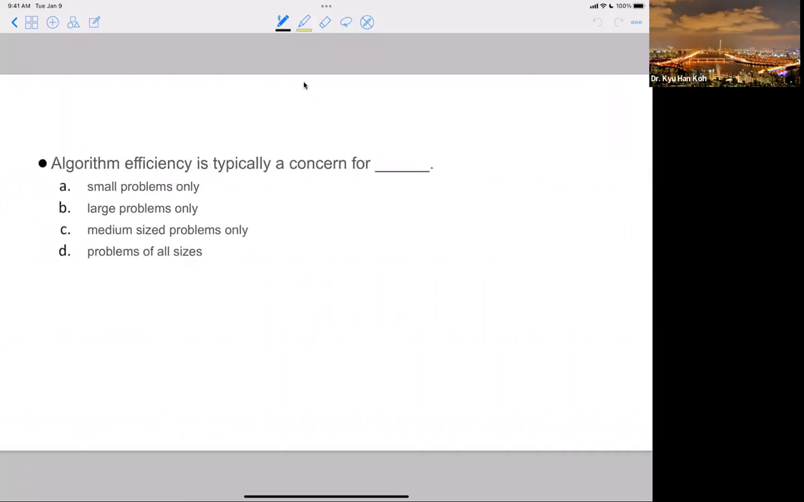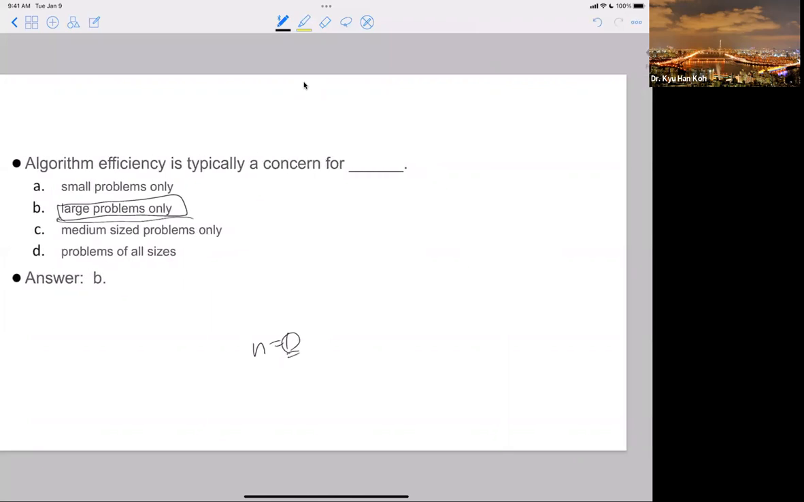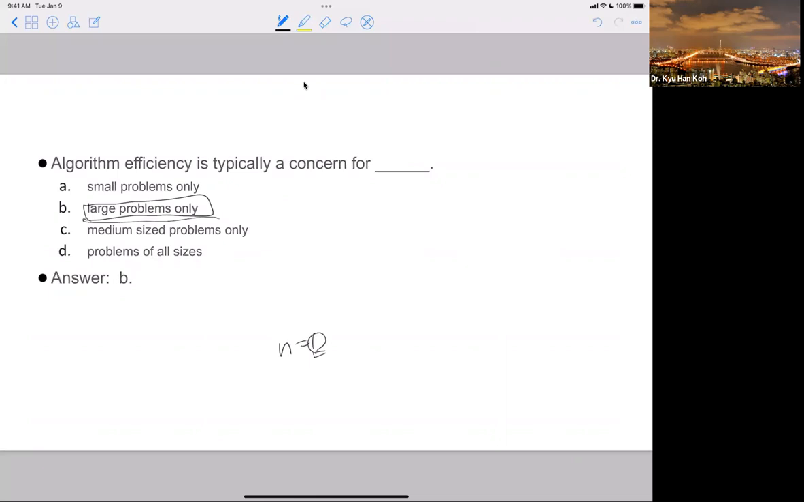So algorithm efficiency is typically a concern for small problems only, large problems only, medium-sized problems only, problems of all size. So what's the answer for this one? As I said, large problems only. We don't concern about when n is 1, when there is only one problem size. So we concern about the large problems only. So this one is important. And that's the end of the algorithm analysis section.